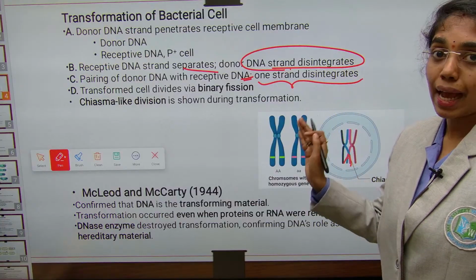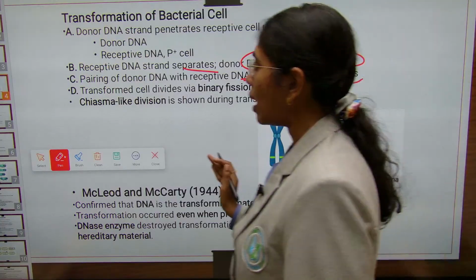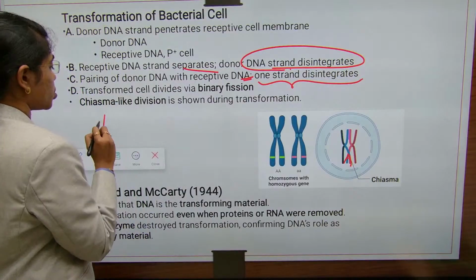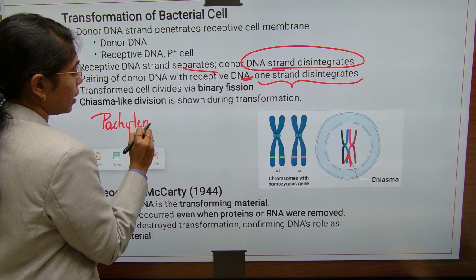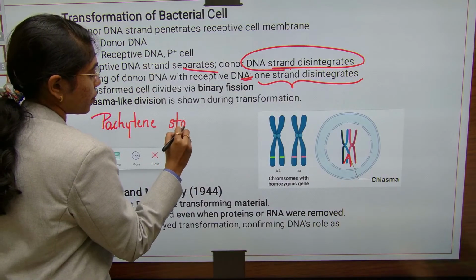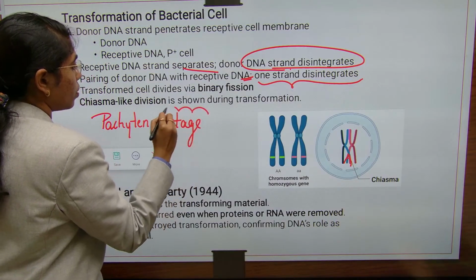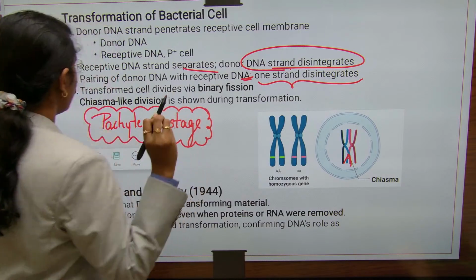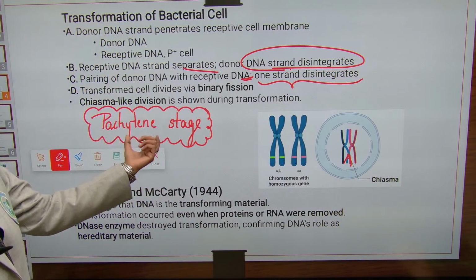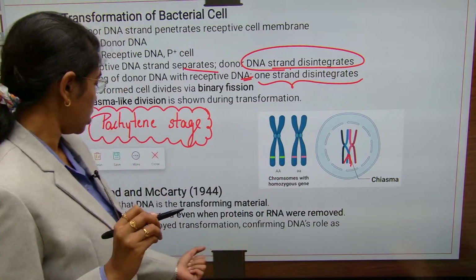Chiasmata formation happens in which stage of the cell cycle? In Pachytene stage. Okay, in Pachytene stage. Fine, right? So chiasma-like division is shown during transformation here.